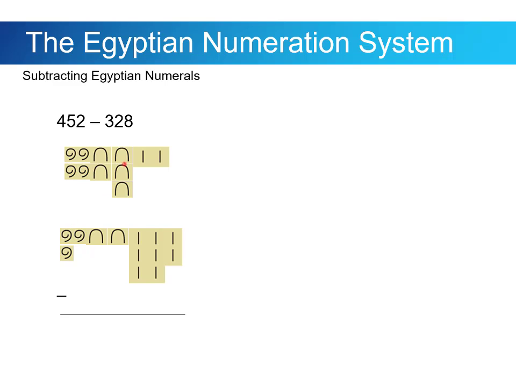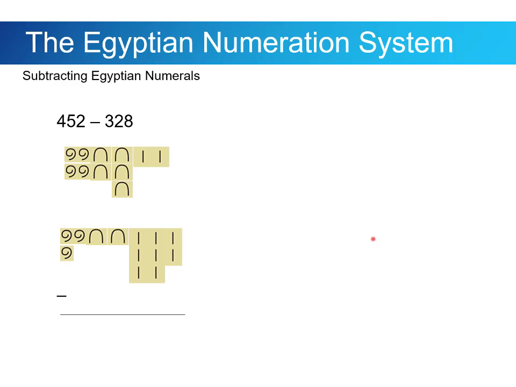I start with 5 heel bones, and I need to take away 2. That's fine. If I have 5 heel bones, I can take 2 from that, 2 from 5. And I need to start with 2 strokes and take away 8. That's where the trouble begins. How do I take 8 away from 2? Well, what do you think the Egyptians would do?